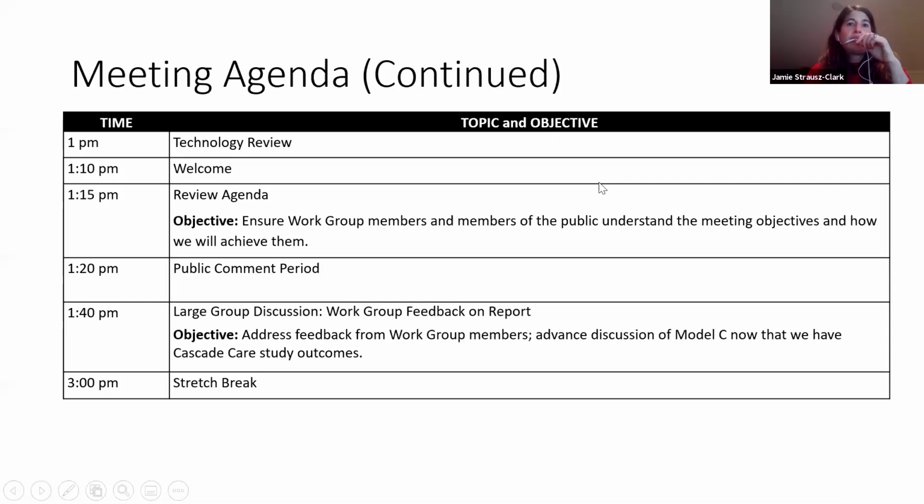At 1:40, we're going to start our large group discussion, and this is where we're going to be addressing the feedback that we've received from workgroup members and advancing some additional discussions, particularly one around Model C, now that we have Cascade Care Study outcomes. We've allocated about 80 minutes for this conversation, but we've also left the agenda somewhat flexible so that if we need more time, we can take it. In any case, we plan to shoot for a stretch break at 3 o'clock.